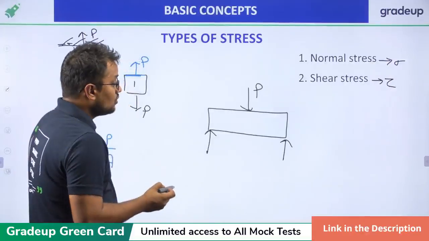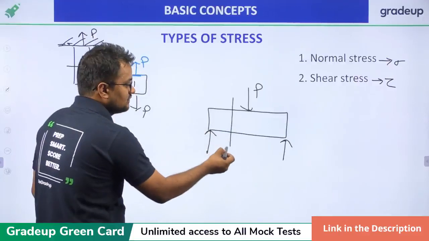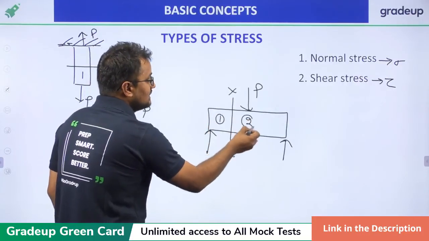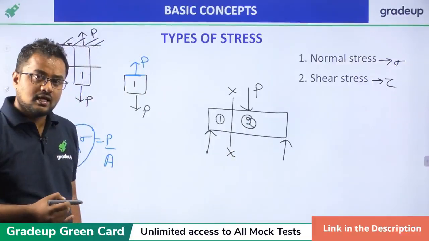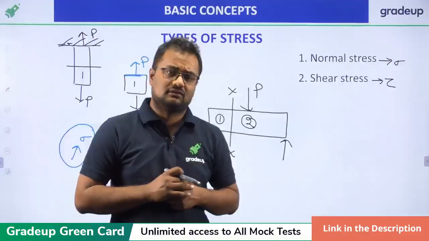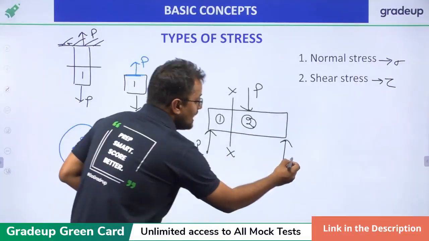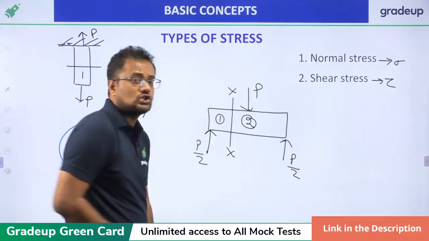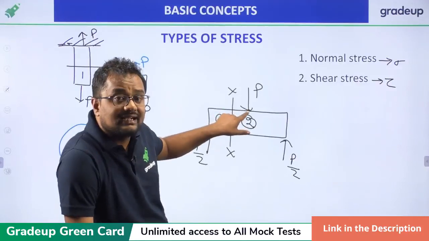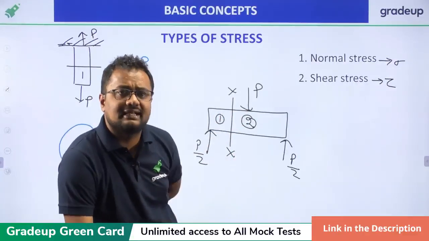Okay, suppose I cut this beam from anywhere. Suppose I cut this from this XX section, I name it as 1 and I name it as 2. And let us assume this P force is acting at center, therefore by symmetry this will be P by 2 and this will be P by 2. My dear students, if this P force is not acting at center, it may be acting at some other place, then this reaction may be different, that we will see later.